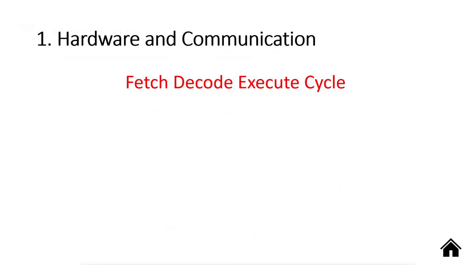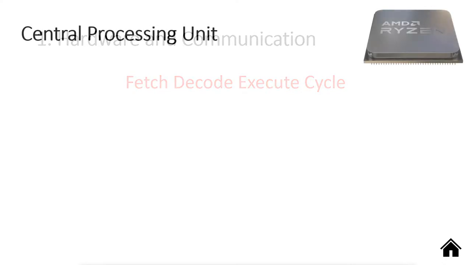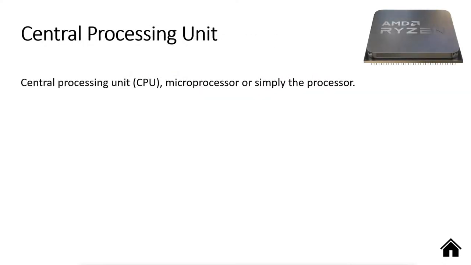Now, before we get into the fetch, decode, execute cycle, we need to be able to express the different parts of the fetch, decode, execute cycle. So the first thing we need to talk about is the central processing unit. It's also called the microprocessor or just the processor. It will be referred to as the CPU in your exam, and it is the brain of the computer.